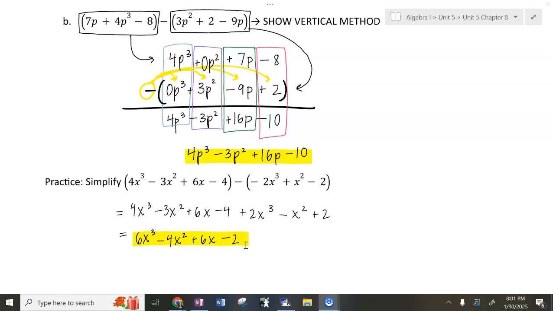So that wraps up adding and subtracting polynomials. In the next lesson, we're going to look at multiplying polynomials together.